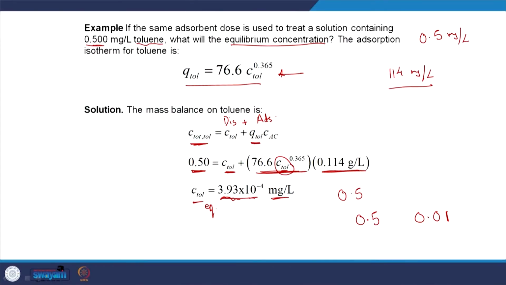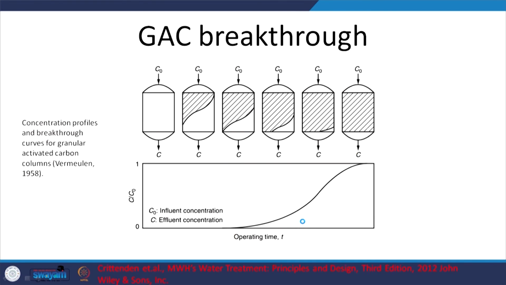You see that the final concentration is pretty much less than the C equilibrium when you had only benzene. I think that was 0.01 milligram per liter, right. So, that is something to keep in mind. So, granular activated carbon breakthrough, what is this breakthrough?